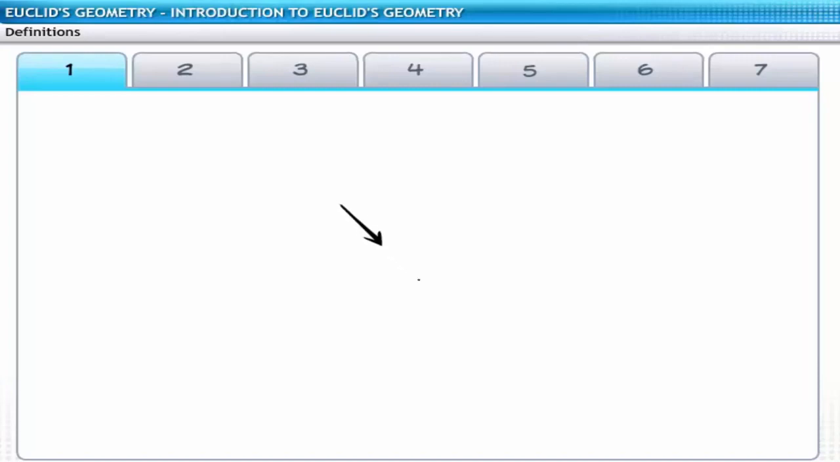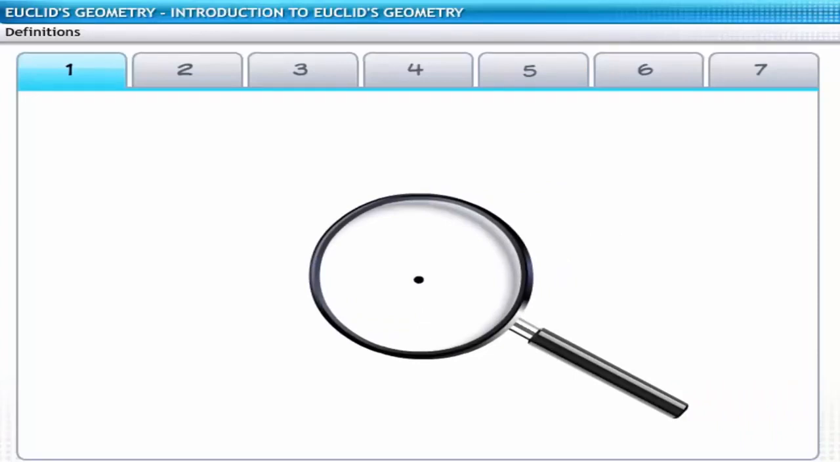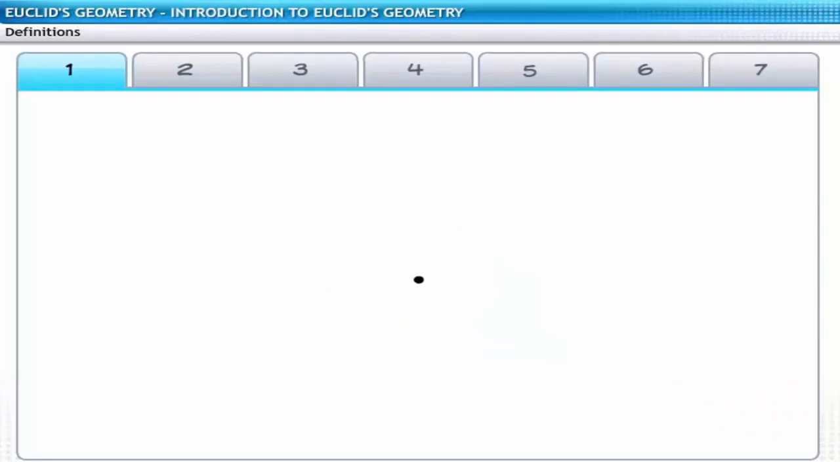Look at this point. Can we see this point on the screen? Actually not. Let's magnify it so that we will be able to see the point. Oh yes, now we can see the point.